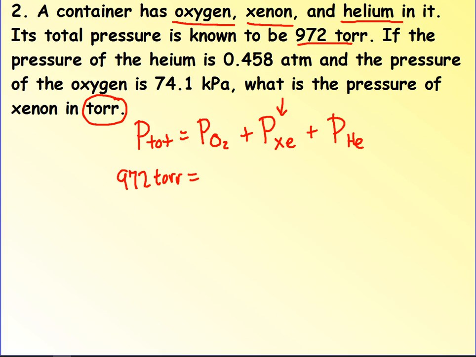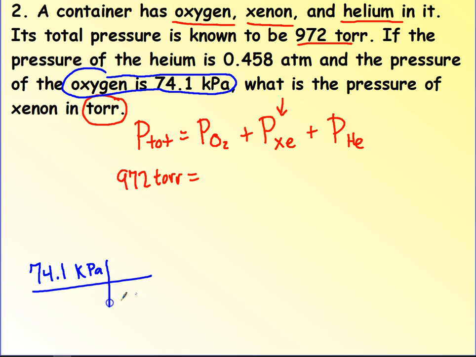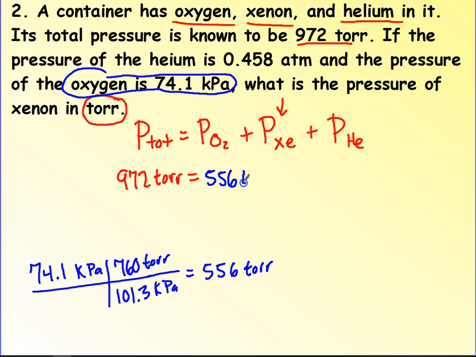Oxygen, right here. It says that oxygen is 74.1 kPa, so I need to change it to torr. So 74.1 kPa times 760 torr over 101.3 kPa. In 3 significant figures, if I calculate this one, I get 556 torr. And there goes oxygen, 556 torr.